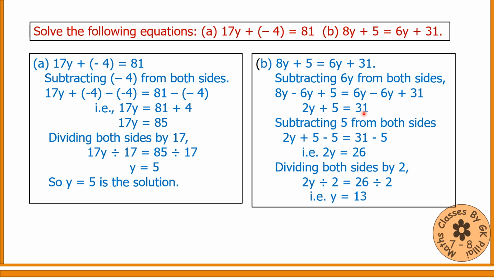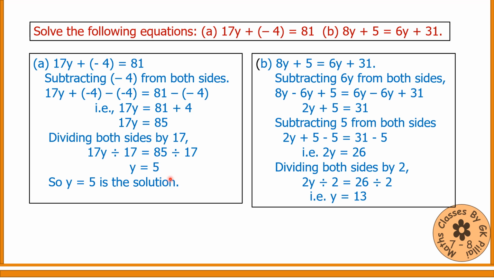Here 31. Now subtracting 5 from both the sides, the way we have done here. 2y plus 5 minus 5 equal to 31 minus 5. 2y equal to 26. Dividing both the sides by 2, we get y equal to 13, the way we have done here.